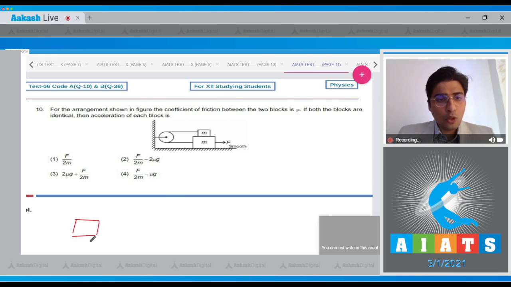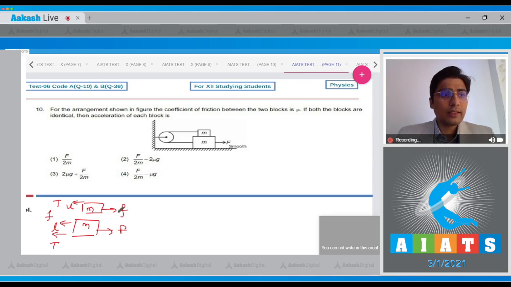Dear student, let this be the lower block. Let us write down L here, and let this be the upper block. Let us write down U here. The masses are M for each. It is pulled by a force F. There will be a tension here as well, T, and a frictional force small f. On the upper block, there will be a friction force in the right direction and the tension in the left direction.